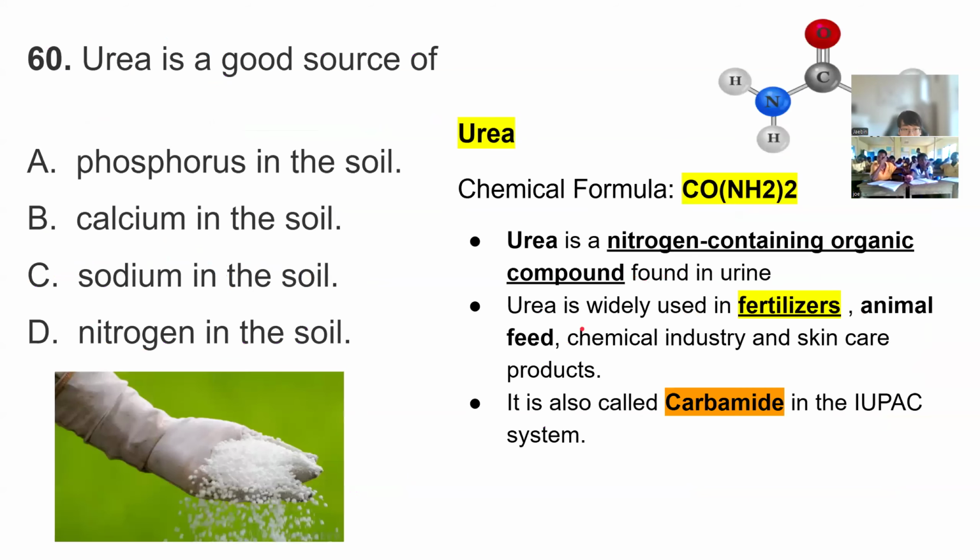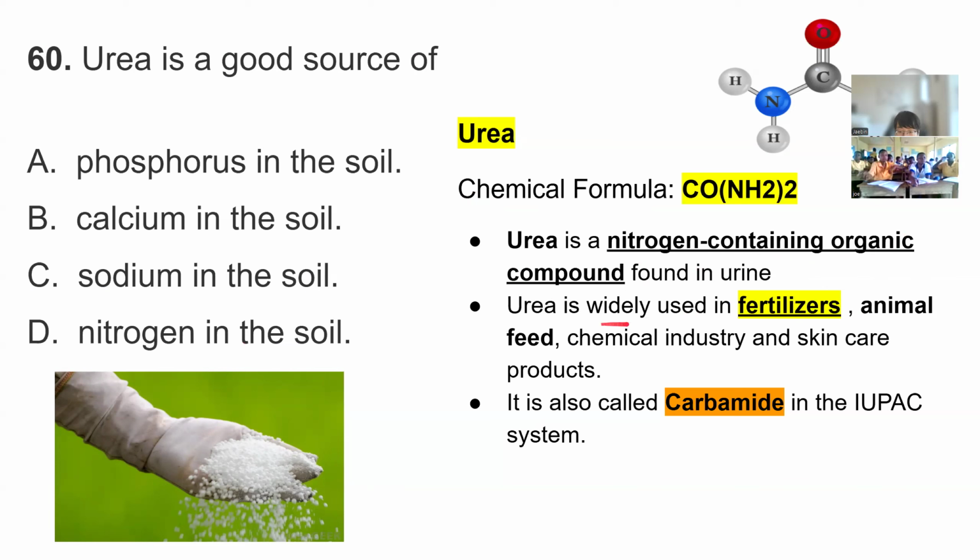On to the next slide. This question says urea is a good source of: A, phosphorus in the soil, B, calcium in the soil, C, sodium in the soil, or D, nitrogen in the soil? For urea, the chemical formula is CO(NH2)2, and urea is a nitrogen-containing organic compound, often found in urine.